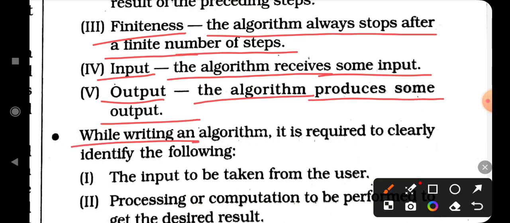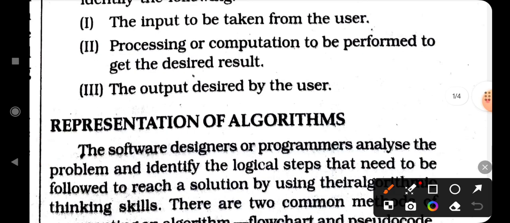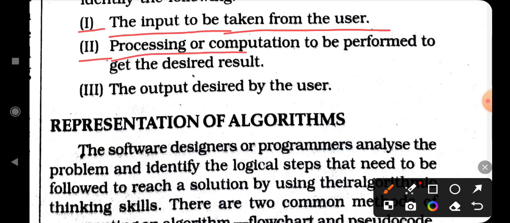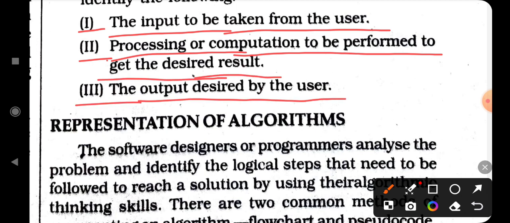While writing an algorithm, it is required to clearly identify the following. First, the input to be taken from the user. Second, processing or computation to be performed to get the desired result. Third, the output desired by the user.